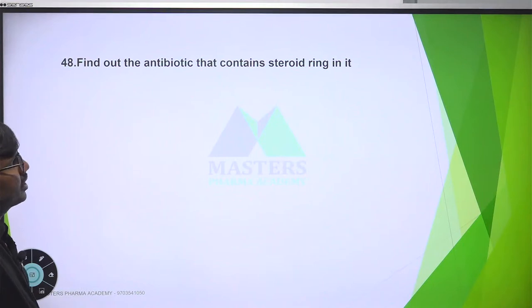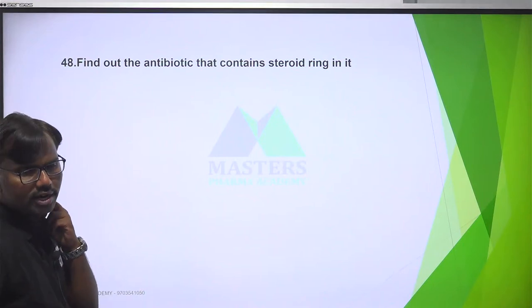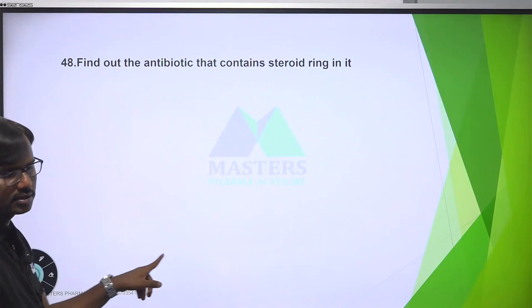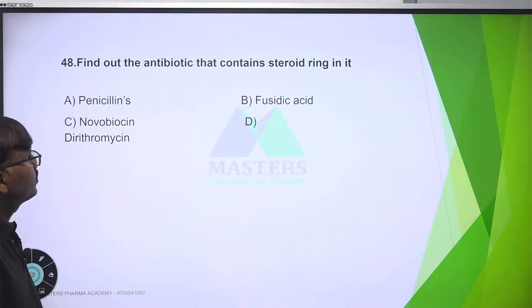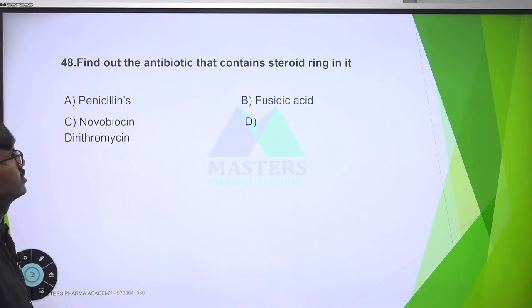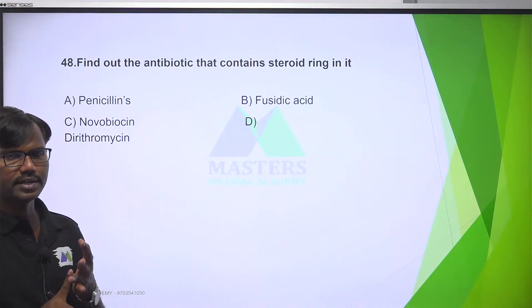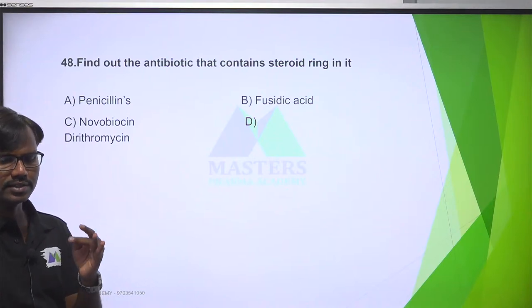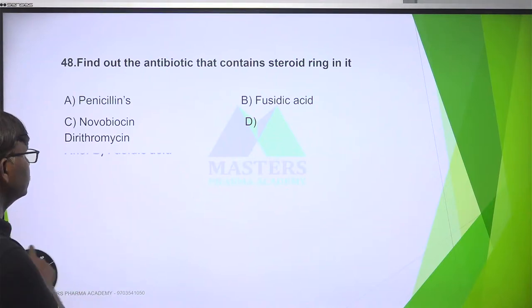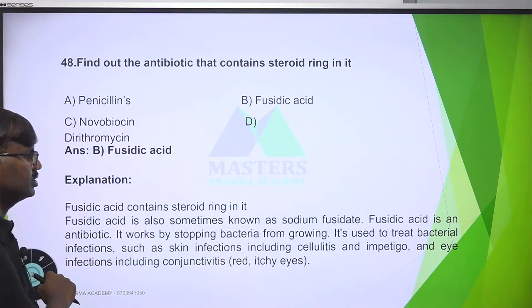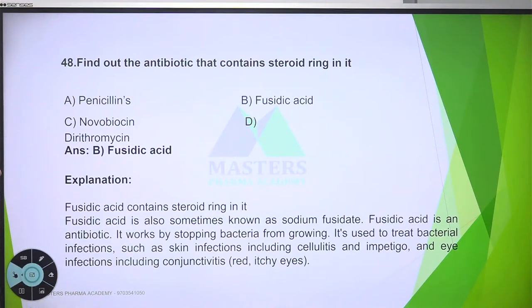Find out the antibiotic that contains a steroid ring. Steroid ring antibiotic: penicillins, fusidic acid, novobiocin, dirithromycin. So this is a very important question. Peptide antibiotic, steroid antibiotic. So these are very important to remember. Okay, the answer is fusidic acid, containing a steroid moiety, sodium fusidate.